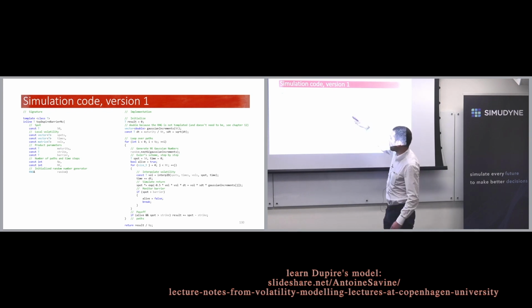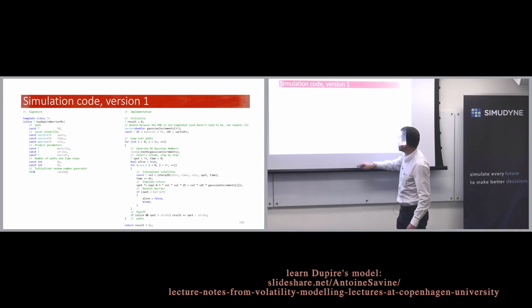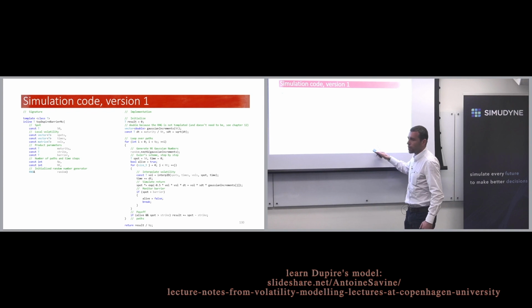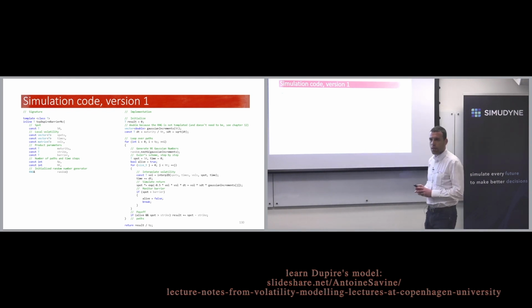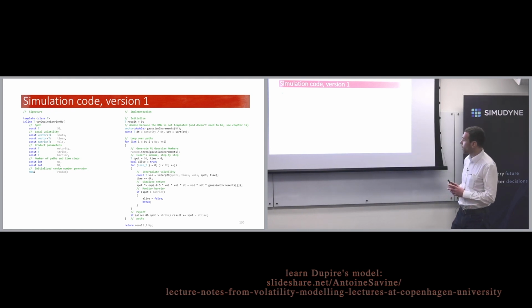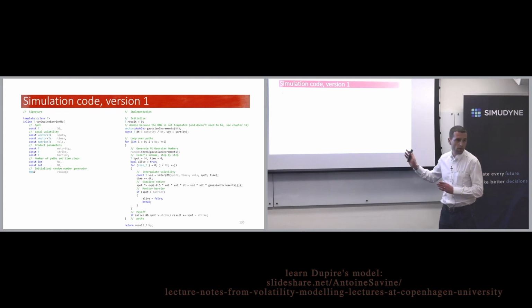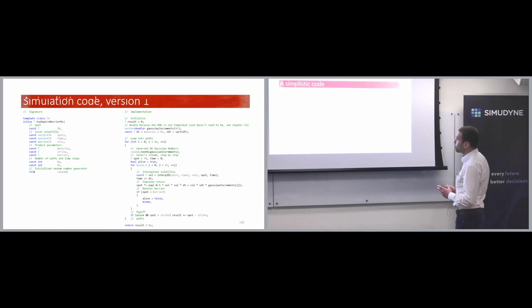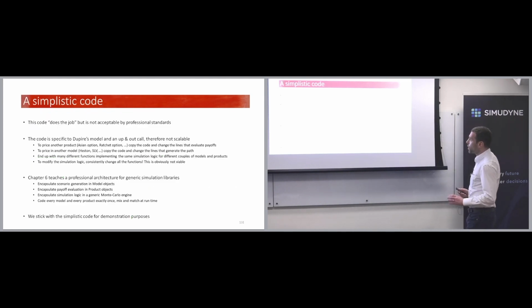I loop over my paths, and I return my result, which is the sum of the payoffs. So I average it by normalizing with the number of paths, as an estimator of my expectation, as usual. I guess this is pretty self-explanatory, yes? This is a very simplistic code. It kind of does the job, obviously not acceptable by professional standards.